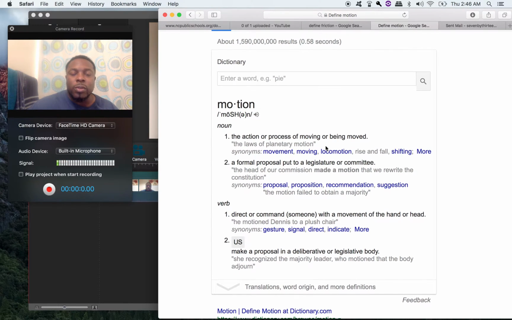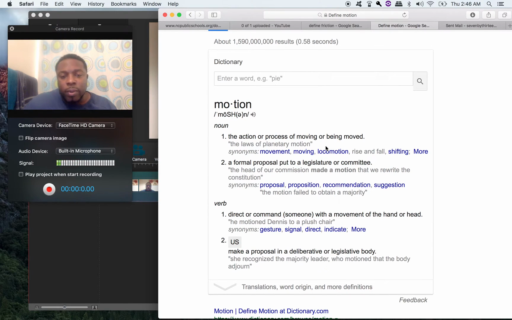So, I want you to write this in your notes so that you can remember that motion, in the noun sense, is the action or process of moving or being moved. So, explanation is you see my cursor moving, my cursor is in motion. Okay, so anything that moves from one spot to the other is in motion. Okay, you got it. So that's the definition we're using right here, our scientific experiments, okay?